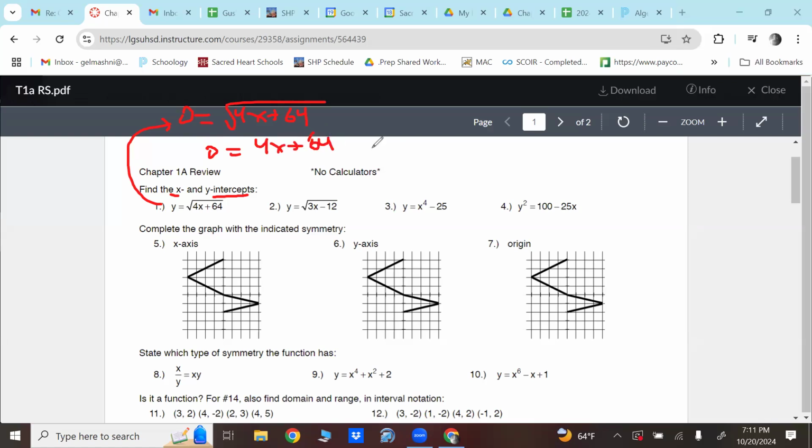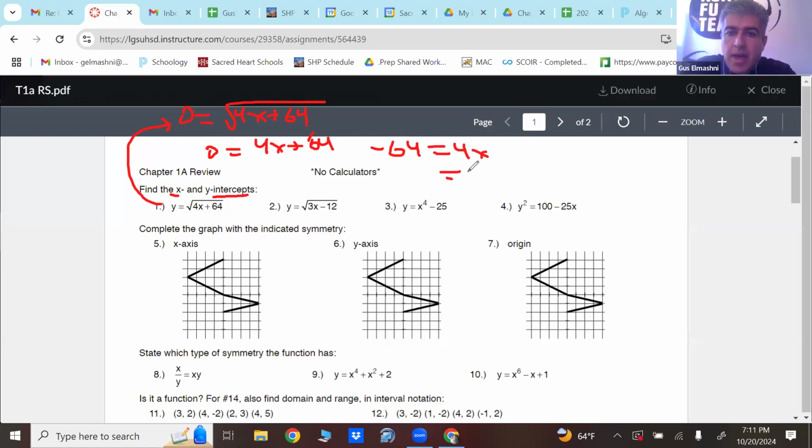So negative 64 equals 4x. X equals negative 16. There you go. Not that bad, right? So that's the x-intercept. How about your y-intercept? What would you do for that? Put x to 0. Exactly. So you get y equals root 64, which of course is 8.